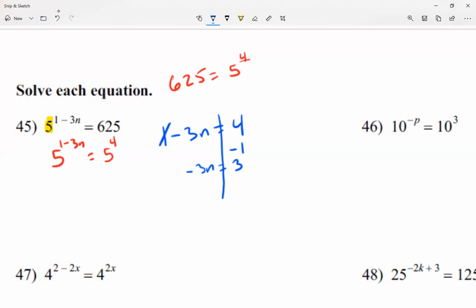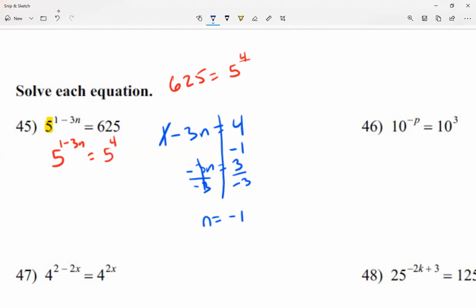I want letters on one side, numbers on the other. Now to get the n by itself, let me divide both sides by the number in front of the n. In front of the n, I see a negative 3. So let me divide both sides by negative 3. I get n equals 3 divided by negative 3, which is negative 1. So n equals negative 1.